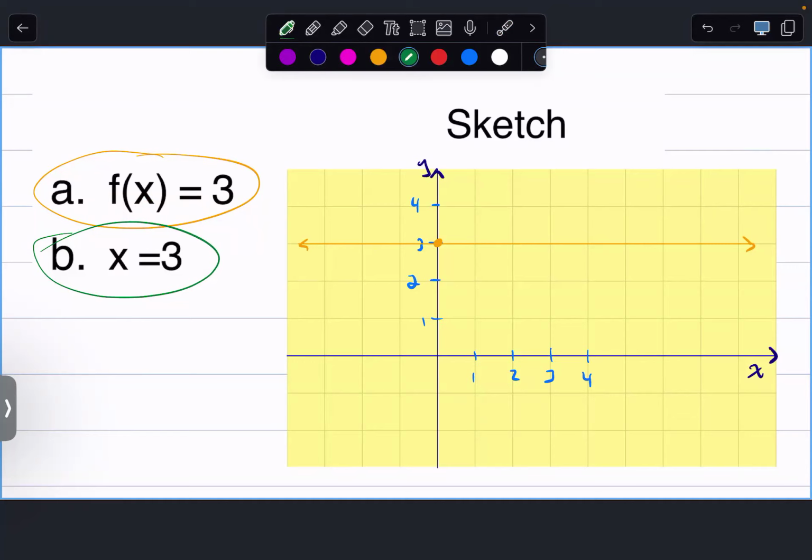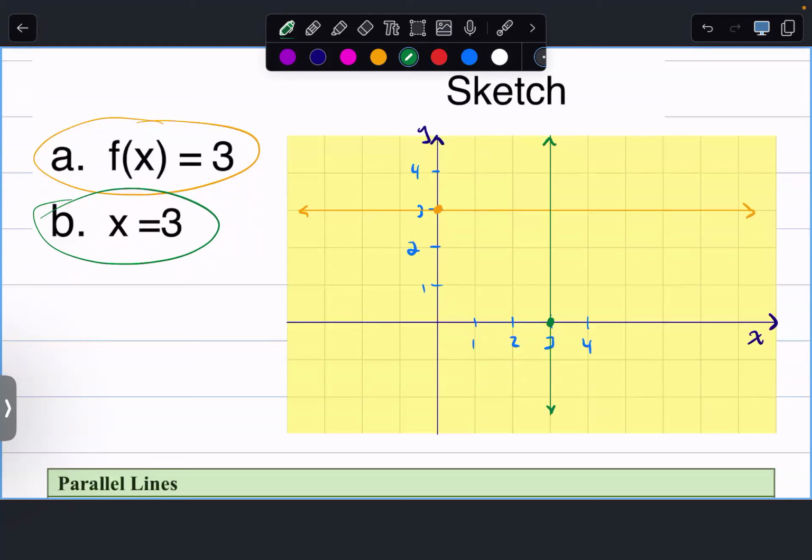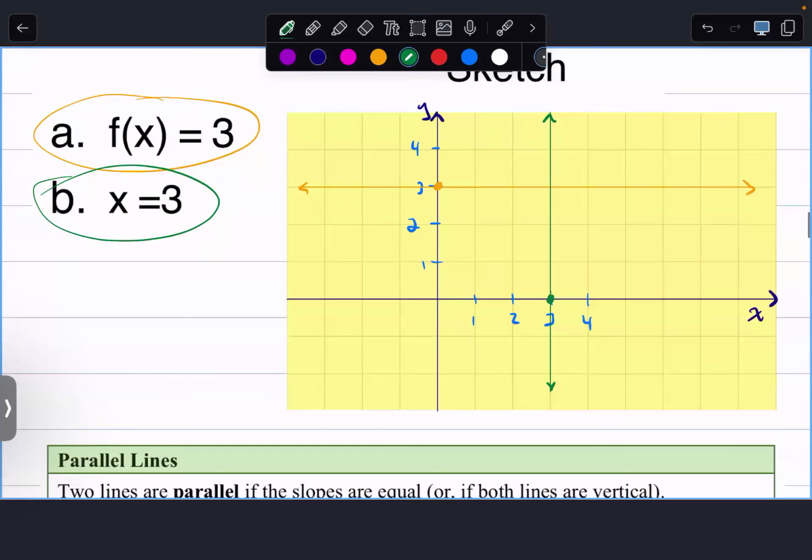Whereas x equals 3, here I am at 3, 0, but it doesn't matter what the value of y is, it'll always just be at x equals 3. I'll just extend it, and I'll use little arrows to indicate that it keeps going and going. Nice.